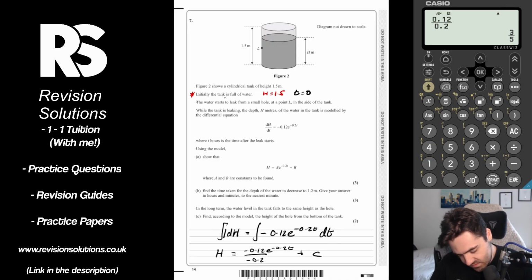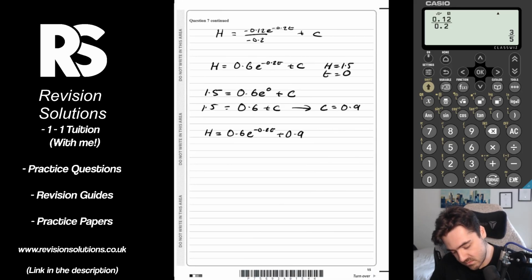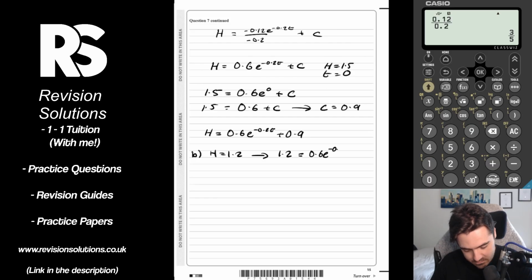Then it says, find the time taken for the depth of the water to decrease to 1.2 meters, giving your answer in hours and minutes. Make sure we always check the units when we do this. So t is in hours, so we're going to have to mess around a little bit to get hours and minutes in a second. But if we're interested in when the height is 1.2, all we need to do is set h to 1.2. For part B, h equals 1.2. That's going to give us 1.2 equals 0.6 e to the minus 0.2t plus 0.9.